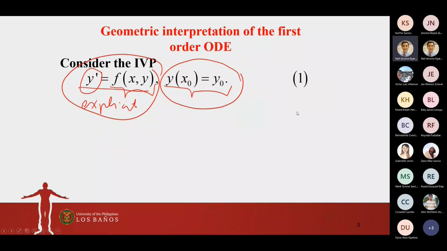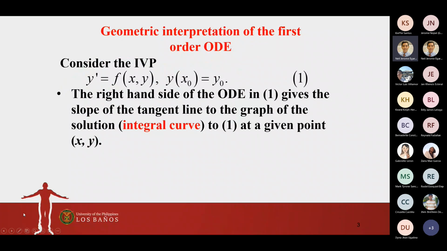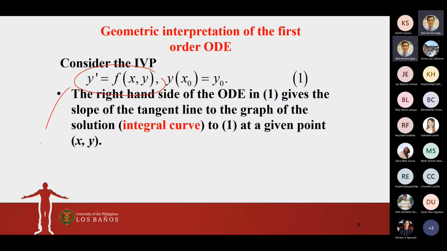Now, if we think about it, the right-hand side of the ODE gives the slope of the tangent line to the graph of the solution curve. Because here you see you have y prime equals f of x, y, but f is basically the slope of the tangent line at the particular point x comma y. All right? So remember ang interpretation ng derivative kung meron kalimbawang curve.